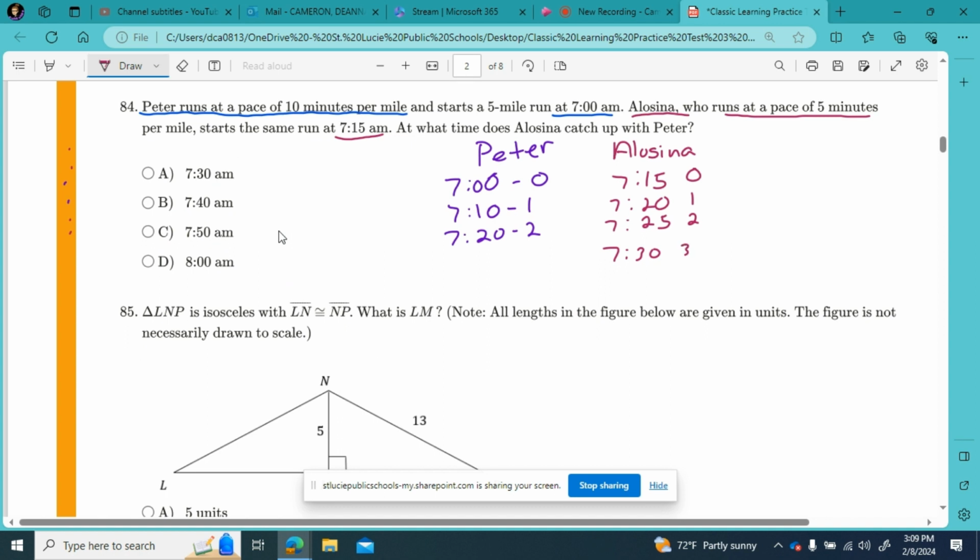And then look at Peter. Where's he? At 7:30, add 10 minutes. He's also at the 3-mile mark. So Alicina has caught up to Peter at the 3-mile mark when they're both there at 7:30 a.m.